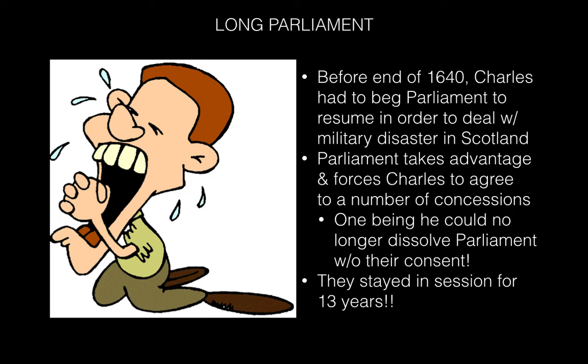So in other words, no longer could he just say, you can no longer meet without our approval, we're not going to meet. So you can imagine if you're a monarch and you believe in royal absolute power, this flies right in the face of it. Parliament's basically telling you that you don't have that power. They do stay in session for the next 13 years, and the period becomes known as the Long Parliament.